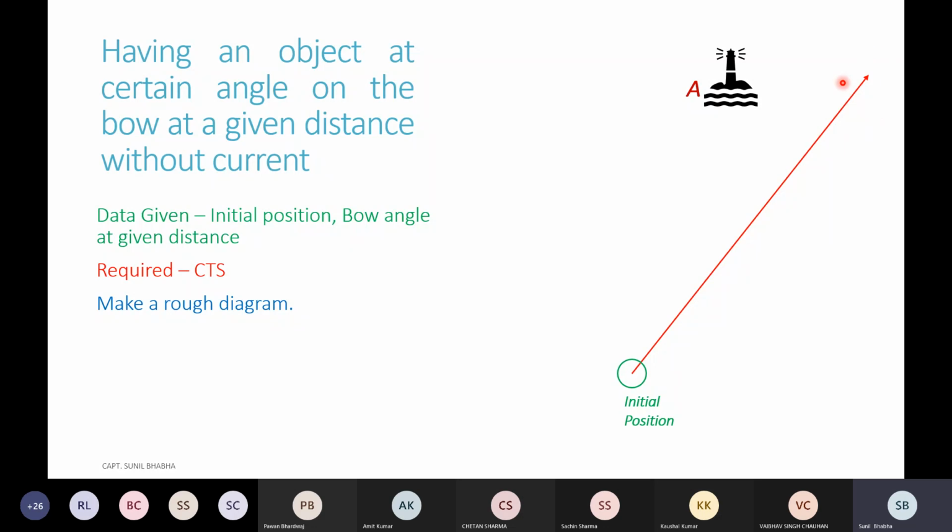So I have marked a line on the rough diagram, which represents my CTS. I don't know what my CTS is. That's why this is just a rough diagram. Also, I put it in red color, indicating that this is something which we need to find out.